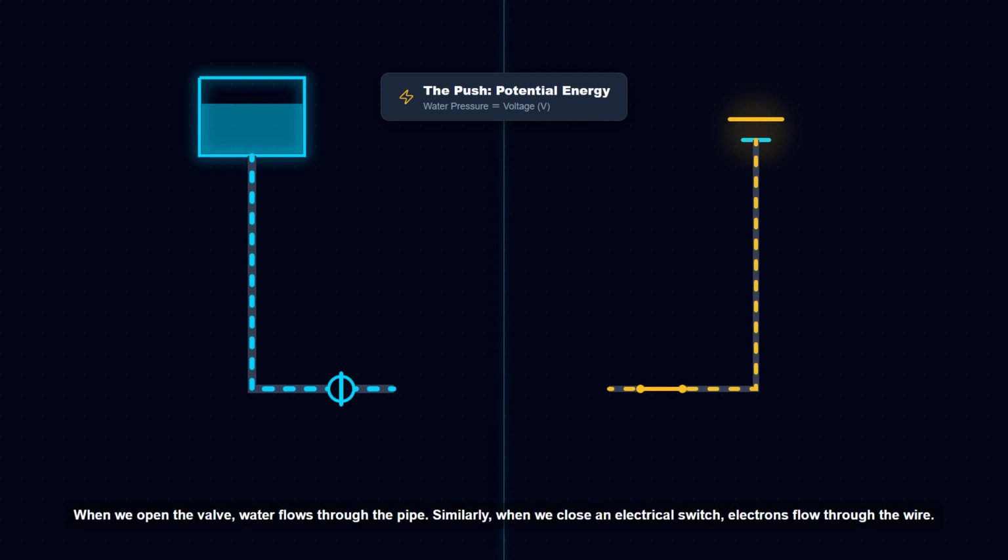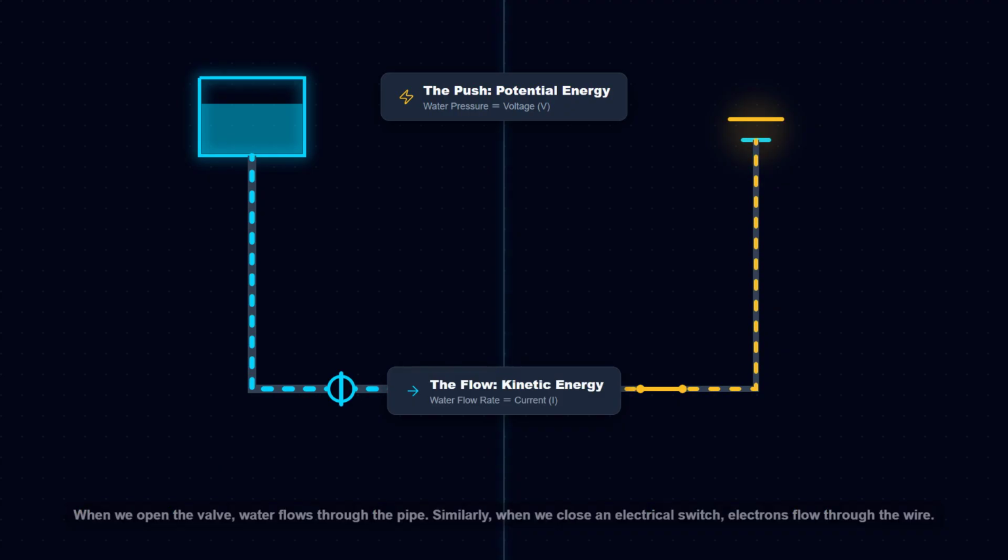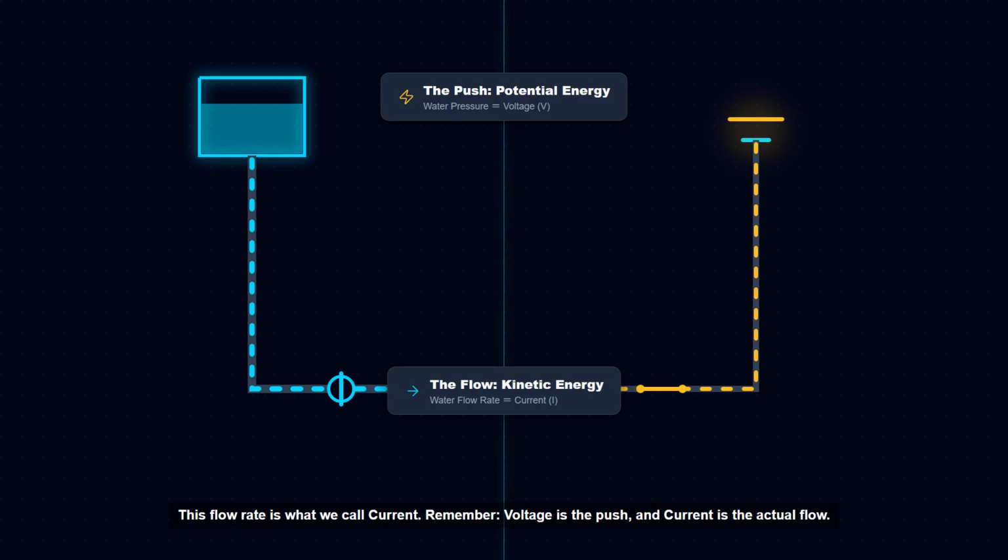When we open the valve, water flows through the pipe. Similarly, when we close an electrical switch, electrons flow through the wire. This flow rate is what we call current. Remember, voltage is the push, and current is the actual flow.